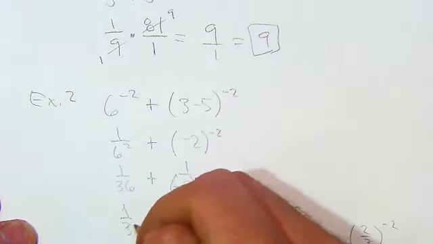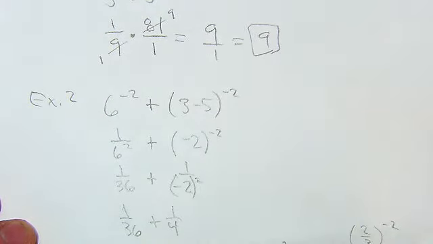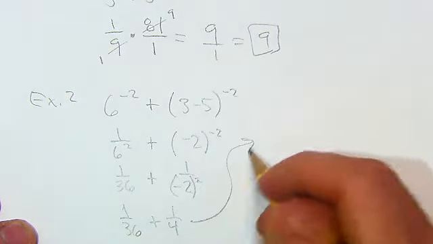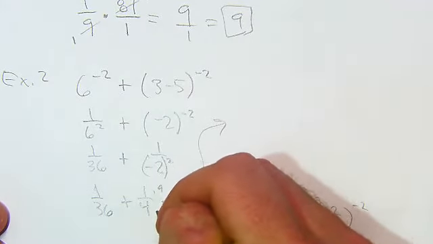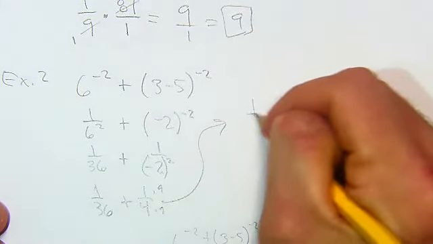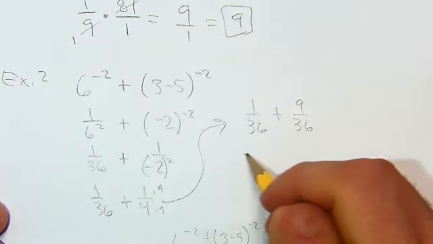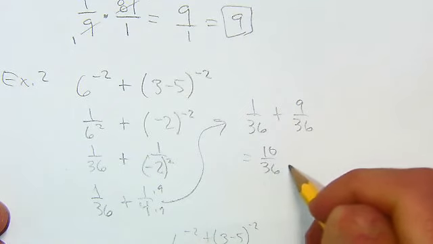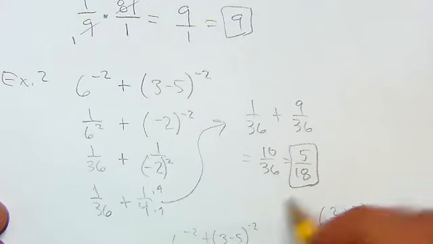Okay, 1/36 plus, well, negative 2 times negative 2 comes out to a positive anyways. So it's really 1/36 plus 1/4. Get a common denominator, what times by 9? So we're talking 1/36 plus 9/36. 10/36 is 5/18. Looks like it's my final answer.